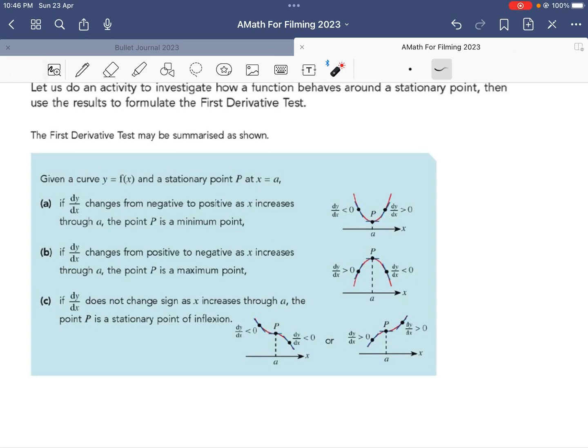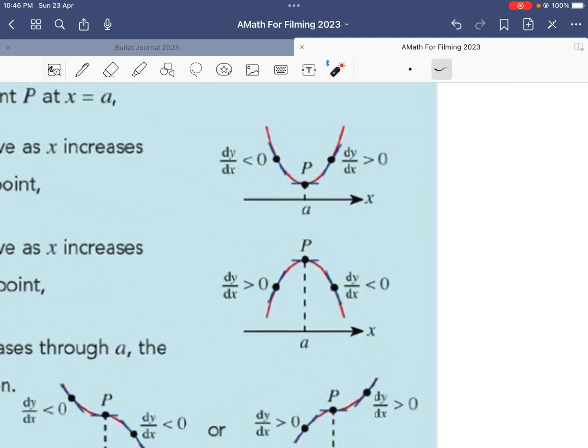So for example, for a minimum point, let's say point P, to the left of the point itself, the gradient is negative, it's going downwards. At the point itself, gradient is 0. To the right of the point, the gradient is positive. So it is negative, 0, positive. If you were to sketch the shape of the graph itself, you'll notice that this is actually a smiley face, so it is a minimum point.